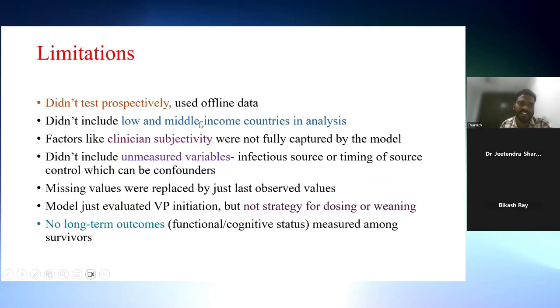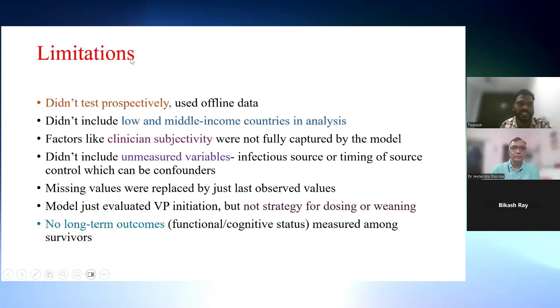So coming to the limitations of the study, as we know, this is taken from the cohort study from the data sets which are available already. So they did not test it prospectively. They just used offline data. That way it is not so reliable. And they did not include low and middle income countries in their analysis. So it is not so generalizable also.